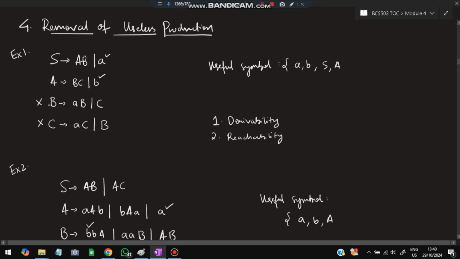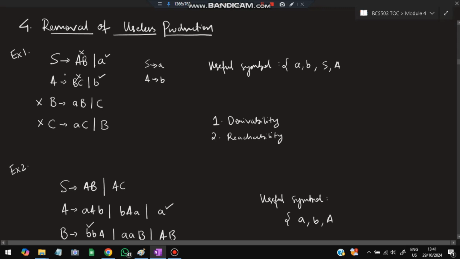B and C are not useful, right? So wherever B or C, either one, has come, that production becomes not useful. If it was AC, it was not useful, and AB also is not useful, because B has come, which automatically made A also not useful. So this also we need to remove. What we are remaining with is S goes to A, and BC is removed from here, A goes to B.